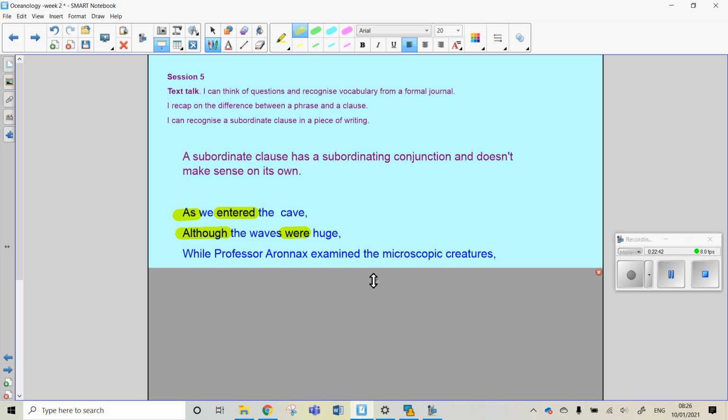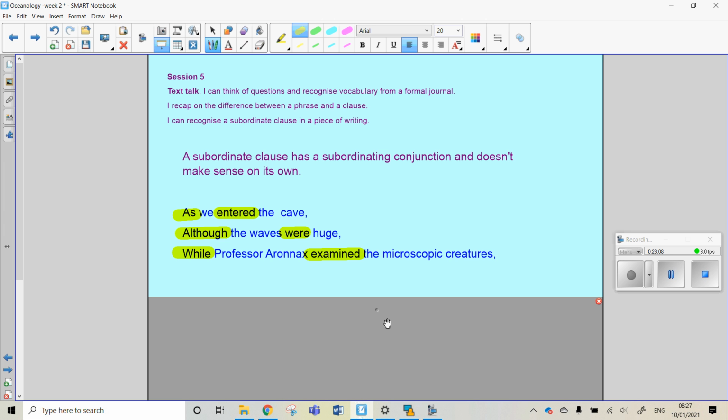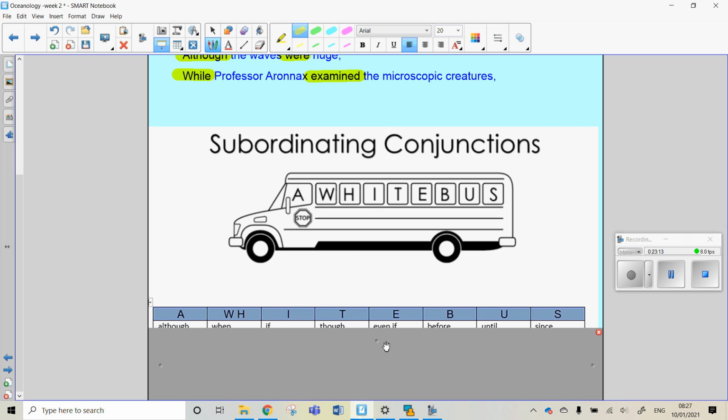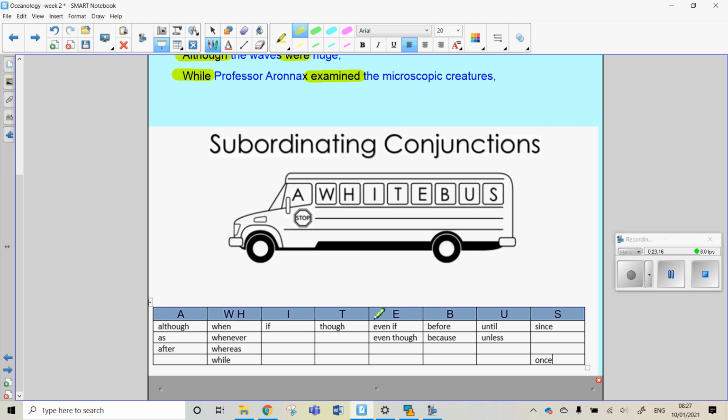And finally, we have this one here, while Professor Aronnax examined the microscopic creatures. We have the subordinating conjunction while, we have the verb examined, but again, the clause doesn't make sense on its own. Now, if we know that a subordinate clause has a subordinating conjunction, we need to know the subordinating conjunctions. So below on this slide, I've got a way that we use to remember the subordinating conjunctions. Now, year sixes, you might have heard of this before when we studied it last year.